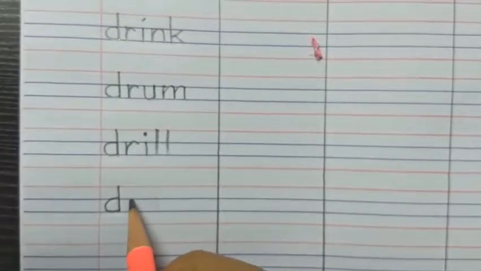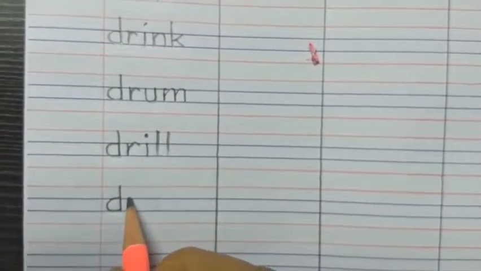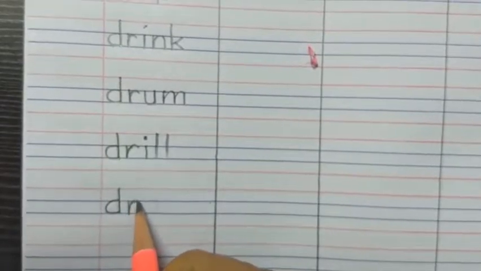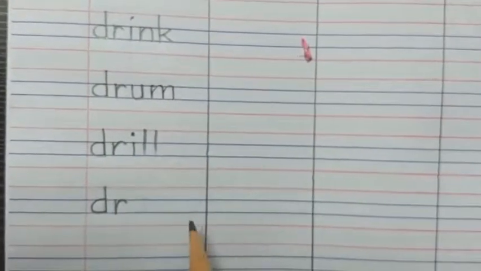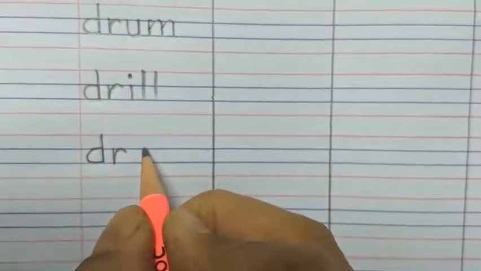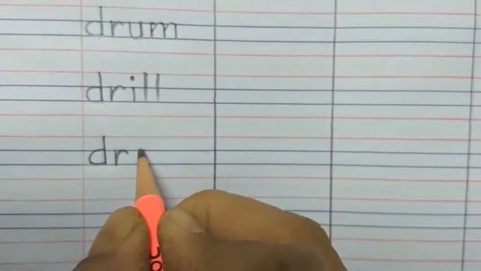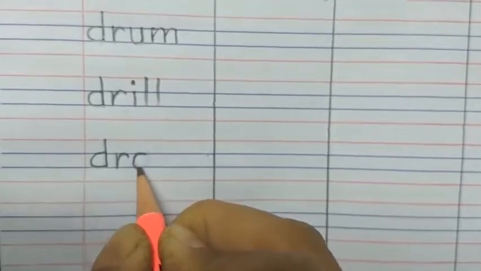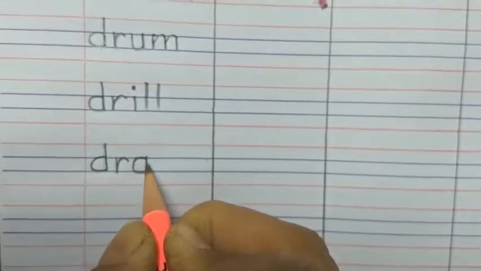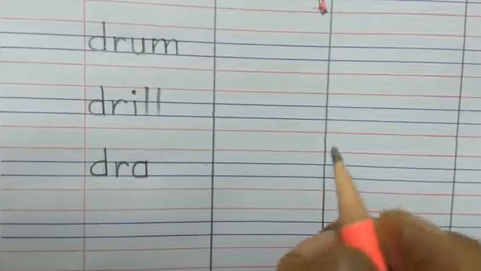D. R. From blue line to blue line, a straight standing line, go up and a small curve. R. Now we'll write A. So to write A, make a C curve from blue line to blue line, go up, a straight line, come down. A.